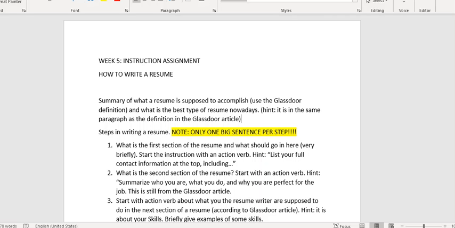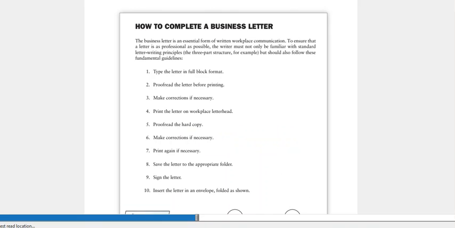Just like the example in your book starts out with how to complete a business letter, they start with a summary of what a business letter is. The business letter is an essential form of written work communication. To ensure that the letter is as professional as possible, the writer must not only be familiar with standard letter writing principles, this 3-part structure, for example, but should also follow these fundamental guides. And 1, type the letter in full block format. Again, you're writing instructions for a resume, not for a business letter.